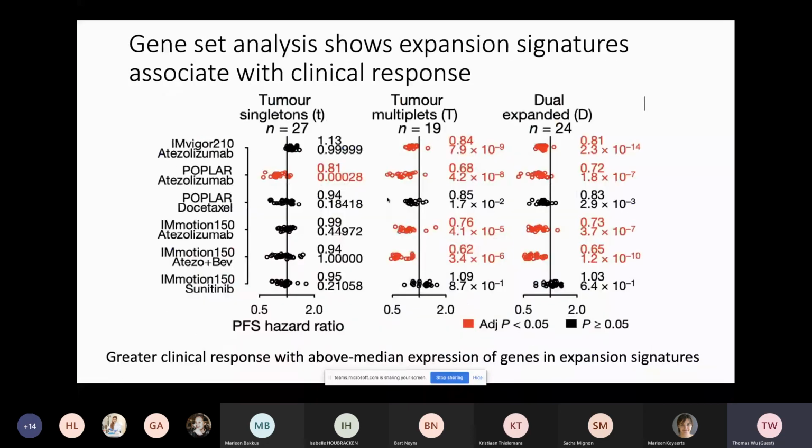And what we did then is we looked at each arm of the clinical trial, we looked to see the hazard ratio.